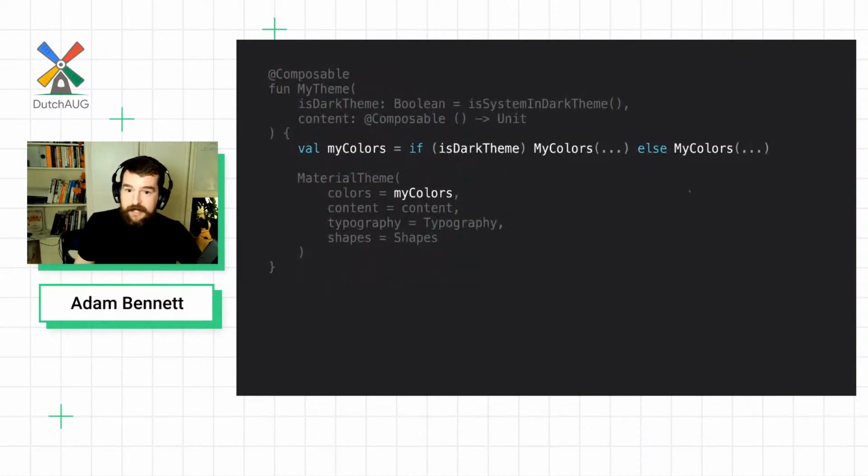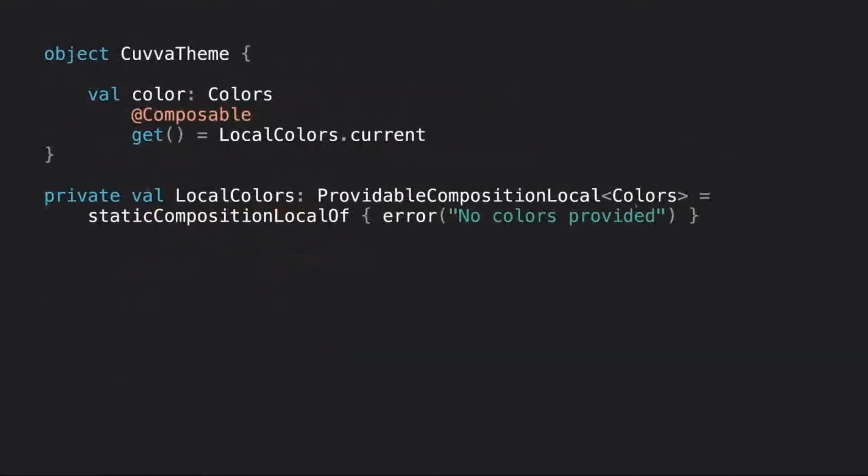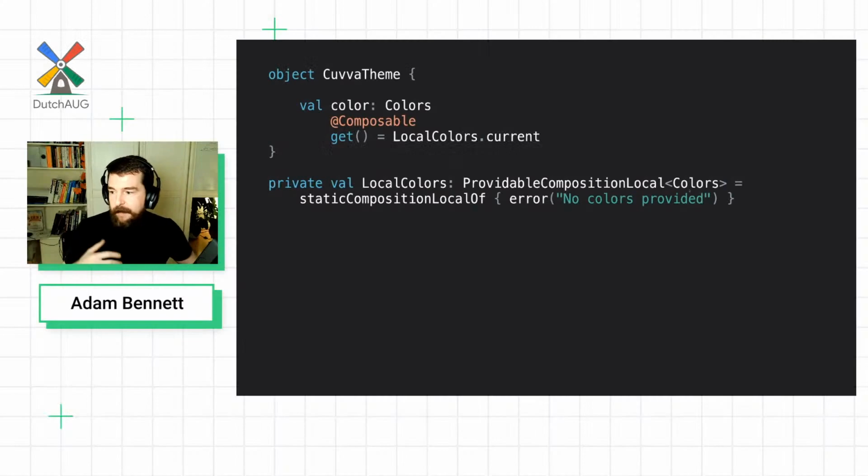And then you simply slot it into your theme. But obviously here, this is where it all falls apart. And this is because the type is totally different. So you need some way of providing this to the rest of your app. And we do this using a composition local, which is a slightly scary name. But all we do is we create this top-level theme object. You hang a colors property off it, and then you delegate the getter to this local colors object.